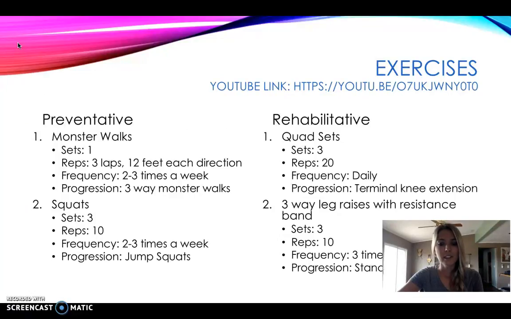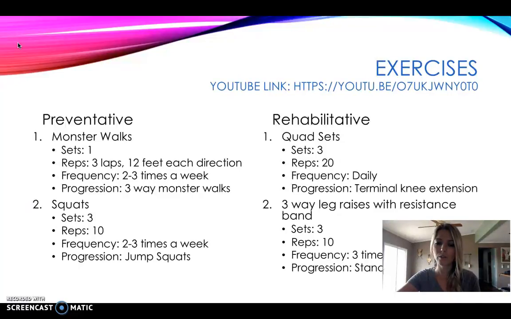All right, exercises that you can do for this. Some preventative exercises are monster walks. The monster walks are going to work the hip muscles. The hip controls the whole rotation of the lower extremity, and if you have better control of that rotation when your foot hits the ground, the less likely you are to have an injury to the knee. The squats are just typical for quad strength, and again, hip strength, which is going to help with the whole lower extremity.